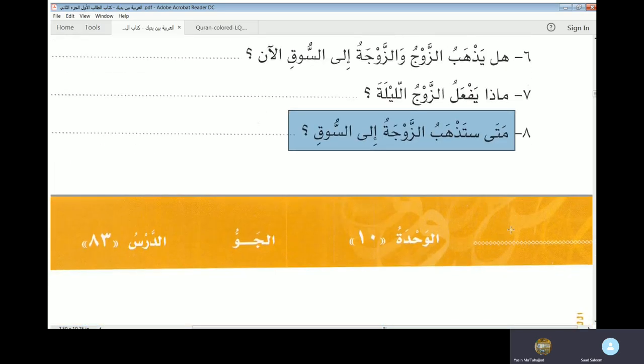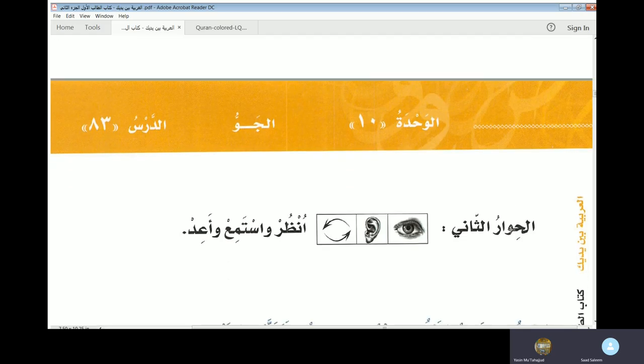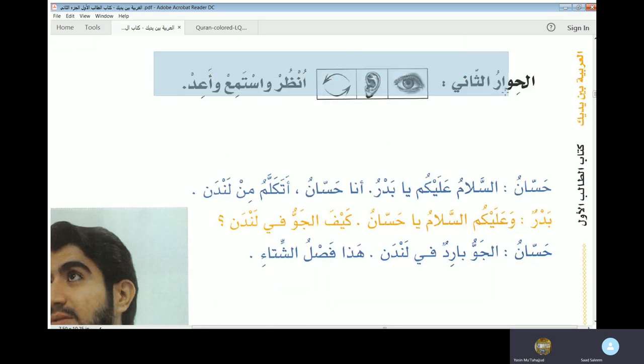Mata satadhhabu zawjatu ila suq? And when? That's, when will they go? When will the wife go? Okay, when will the wife go to the market? Okay. Zawjatu satadhhabu ila suqi ghadan. Ghadan, okay.